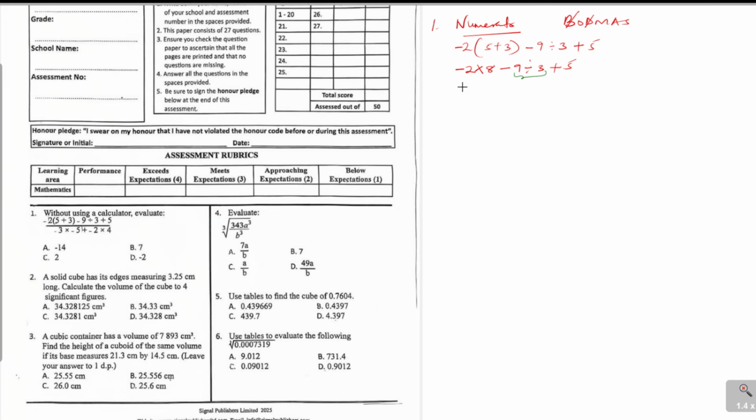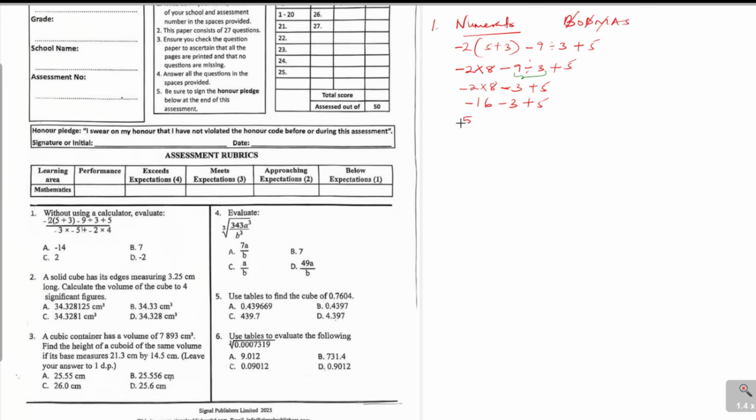So we have negative 2 times 8. Then subtract 9 divided by 3 is 3. And then plus 5. The next operation from there is multiplication. So multiplication is here, negative 2 times 8. That will give negative 16. Then minus 3 plus 5. From there you can see we have subtraction and addition. Which one comes first? Addition comes first. So you can rearrange this one. Negative 16, subtract 3 plus 5. You can rearrange it like this.